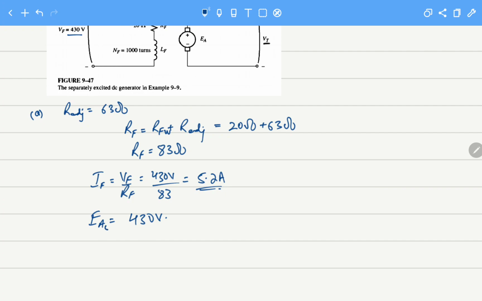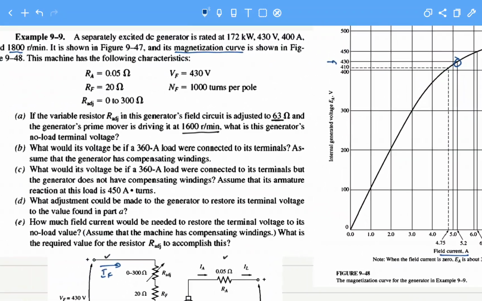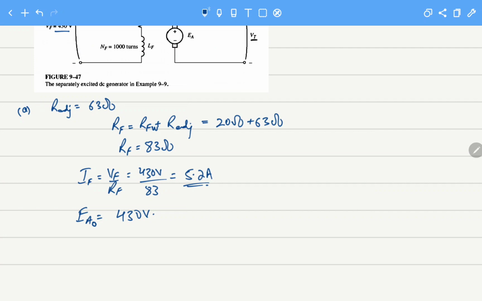Because this voltage is what I call the rated voltage. This is the rated voltage at 1800 RPM. And in the question they have asked for 1600 RPM. So how can you do it?